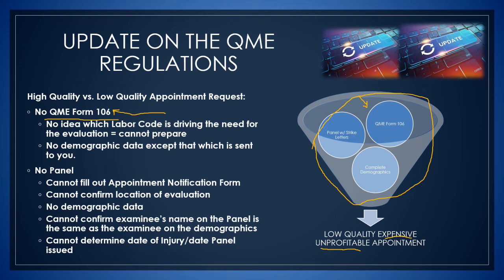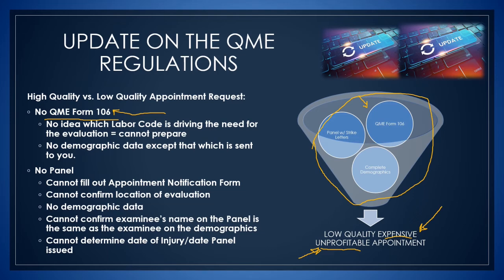Let's say you don't get a copy of the panel. Now you cannot fill out the appointment notification form because you don't know the QME panel number. You can't confirm the location of the evaluation. You don't have any demographic data, and this requires you to either get back on the horn or send an email, or in other words, expend more administrative time on just scheduling of the appointment, thereby increasing your cost for scheduling the appointment, thereby decreasing your profitability of the evaluation in its totality.